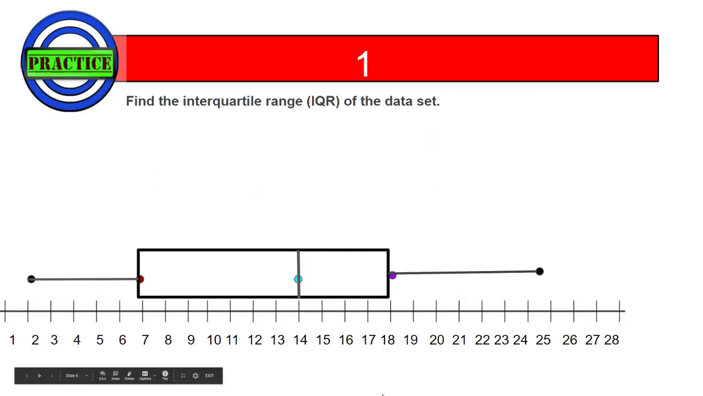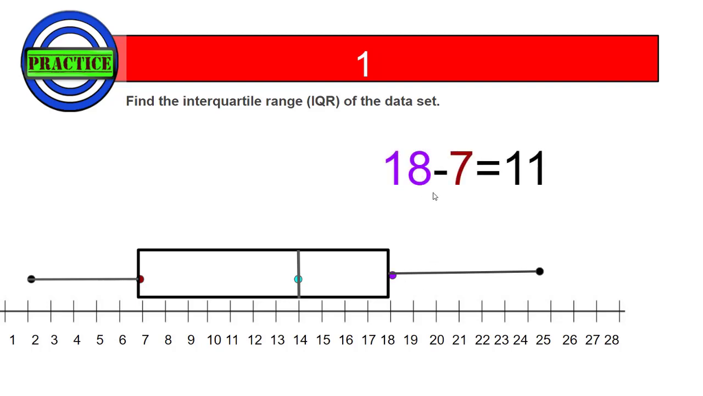So this first question says, find the interquartile range of this data set. So remember, when we look for interquartile range, we're looking at 50% of the data, so we're going to look at the box here. And remember, we take quartile 1, which is 7, and quartile 3, which is 18, and we subtract those two numbers. So 18 subtract 7 would make 11, and that would be our answer.